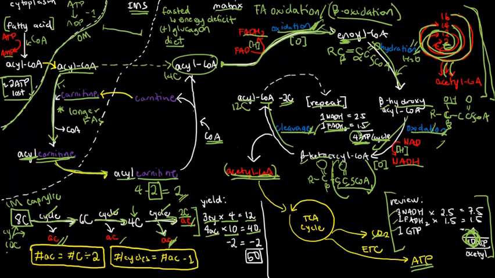And then, of course, 10 minus 2 becomes 8. Those 2 carbons become another acetyl group. Thus, all we need to do is to just add one cycle and one acetyl. So let's say you want to start with 10 carbons.